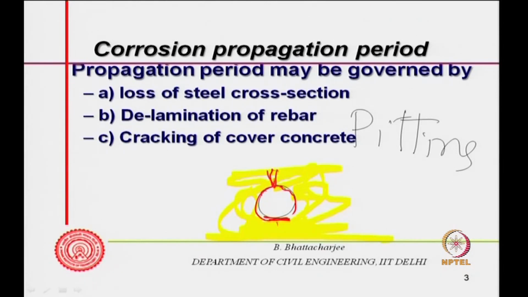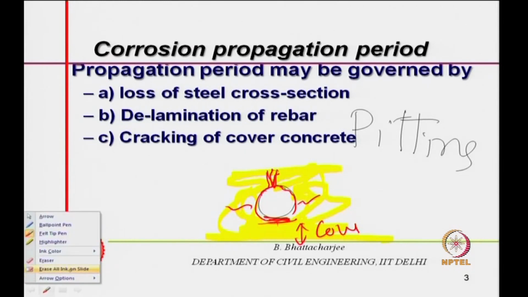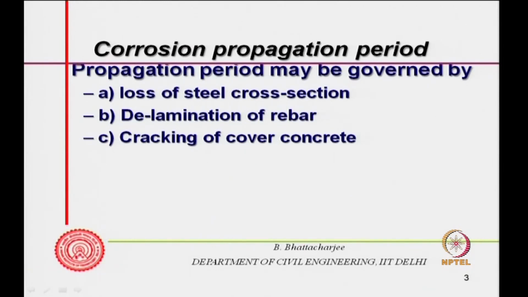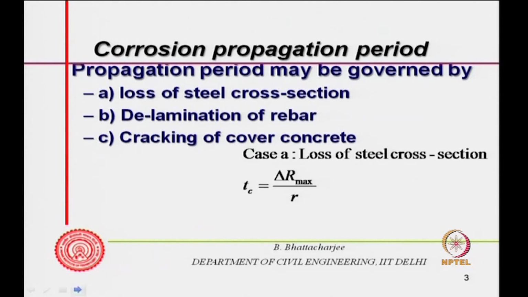This is quite common, although delamination occurs in the case of slab. There could be cracks of this form, as we have seen earlier, and then there could be delamination of the cover. If this is the cover, this might fall off completely. So, these are three different cases, and let us see what empirical models are available for this. Case A: loss of steel cross section.